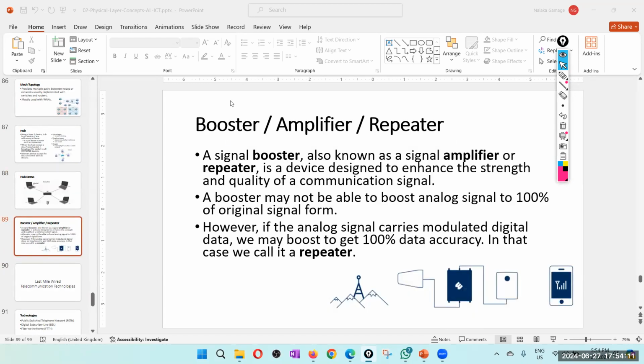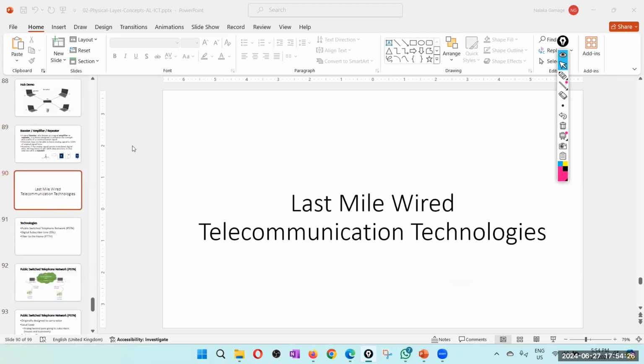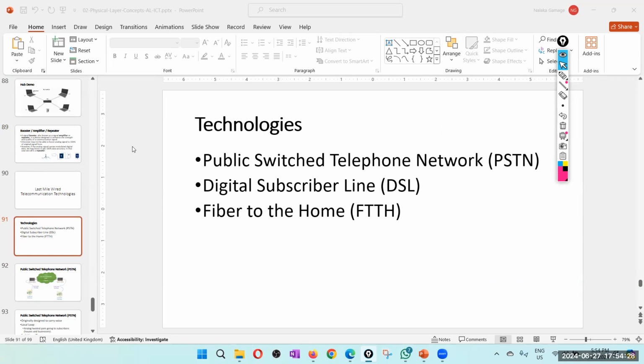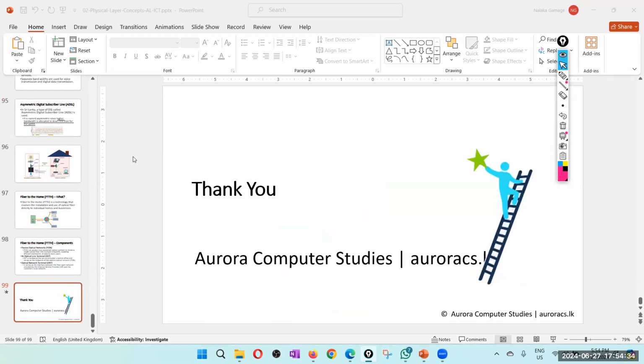And also a little bit of, I already explained, because the signal strength tends to diminish, we need to give it a boost, amplify or repeat. And then the last mile technologies like ADSL, PSTN, and fiber to home. So definitely we can finish this in the next class.